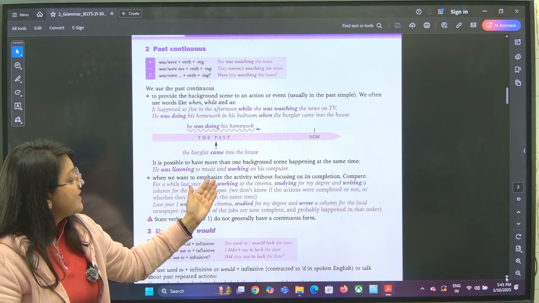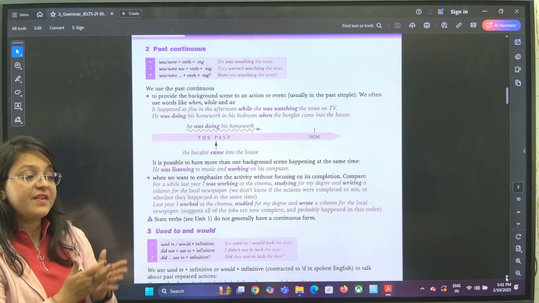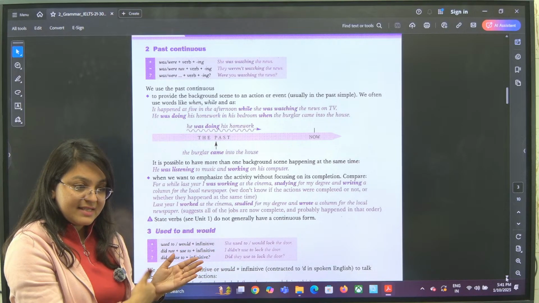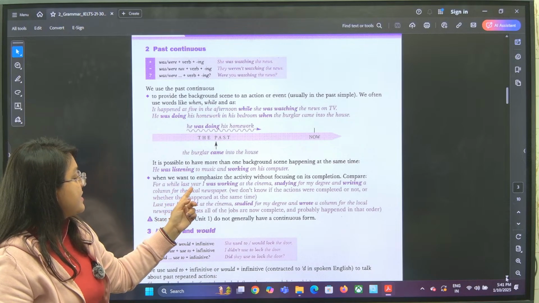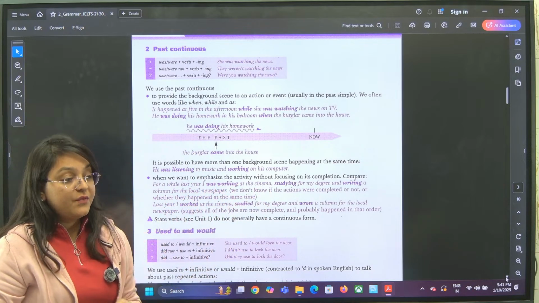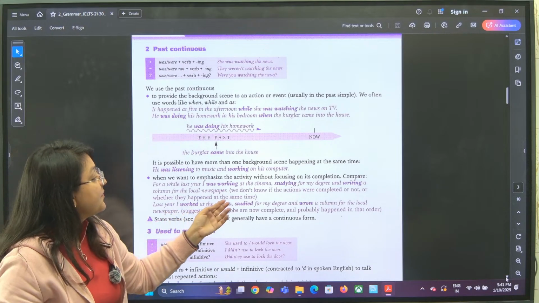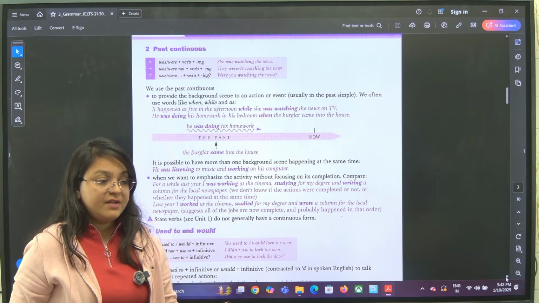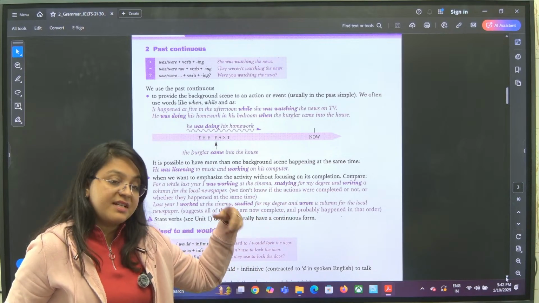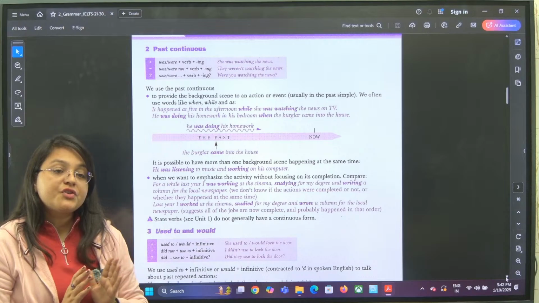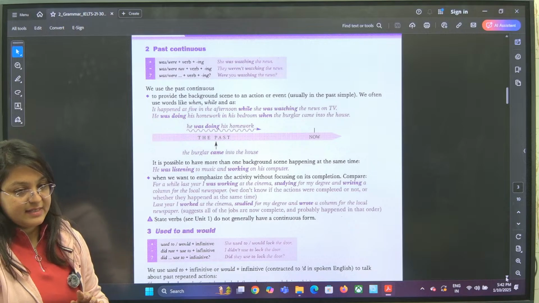Next thing, when we want to emphasize the activity without focusing on its completion, we are not sure whether it completed in the past or not, but still it was happening in the past. For a while last year, I was working at the cinema. We are not sure if he's still working or not, but he was working there. Studying for my degree. We are not sure whether he is in second year now or has he completed his degree. So studying for my degree, that means we are not sure those tasks are completed or not. Still we are going to use past continuous. Clear?